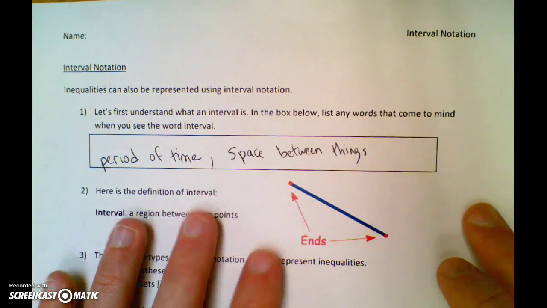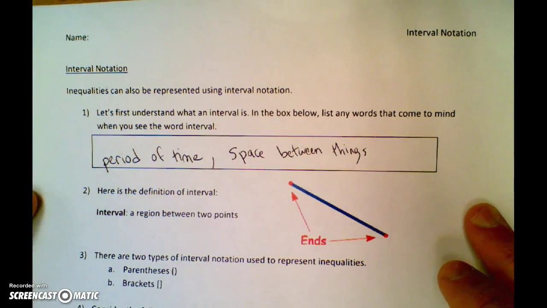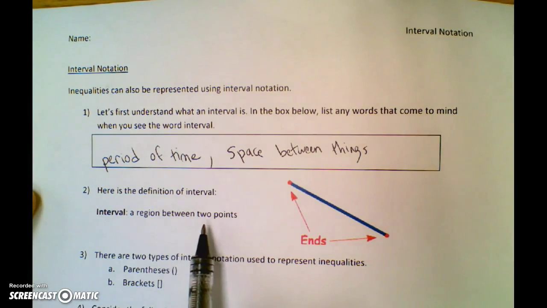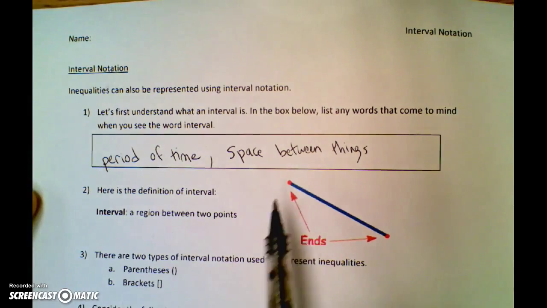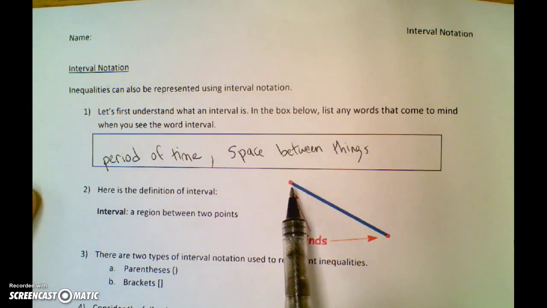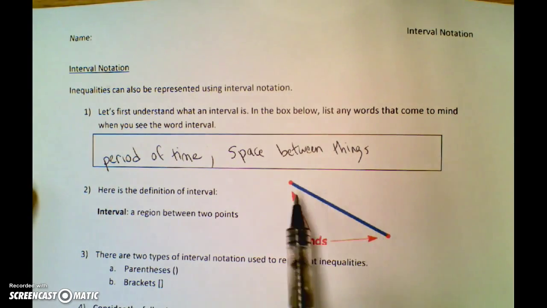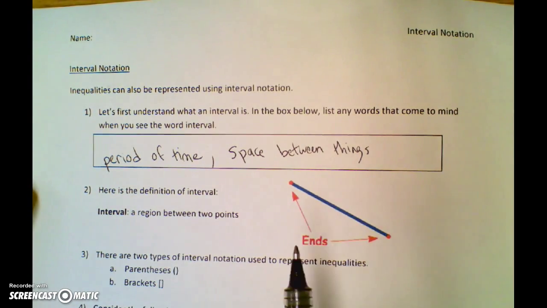Okay, so here's the official definition of interval. An interval is a region between 2 points. This is the definition we're going to use for our math class. So if you think about it, like from geometry last year, it looks like a line segment. An interval is between these 2 points, these 2 red dots on the ends here.